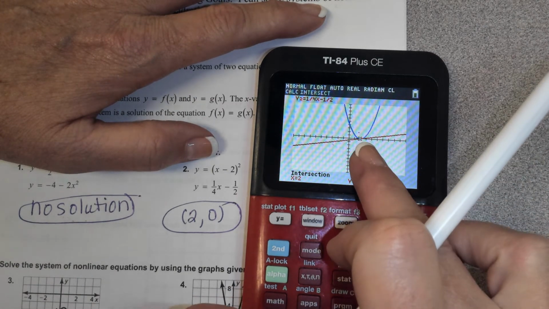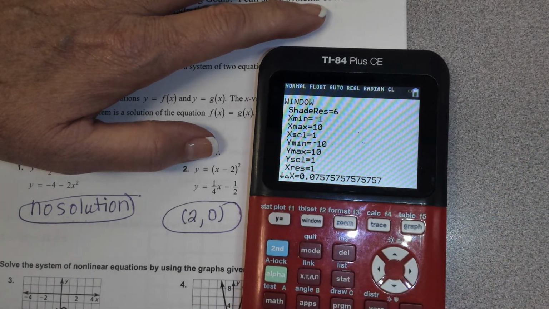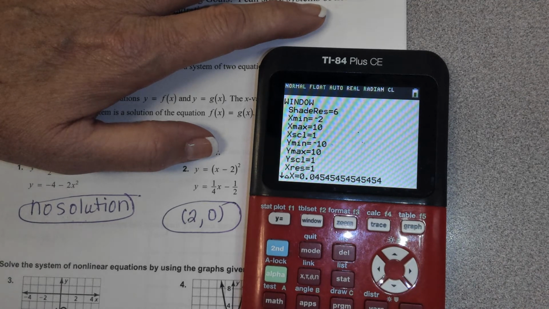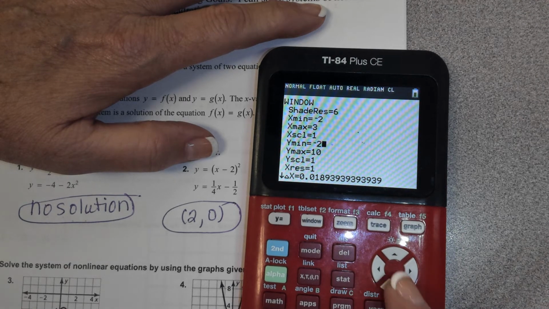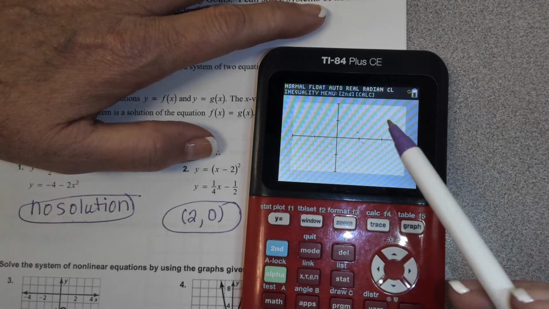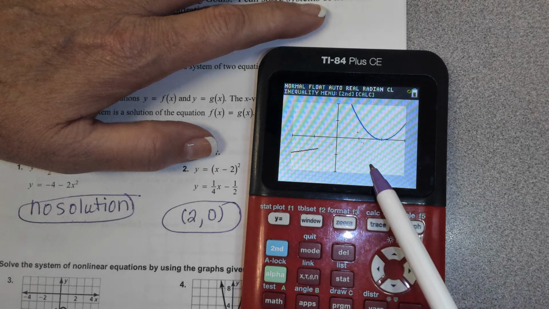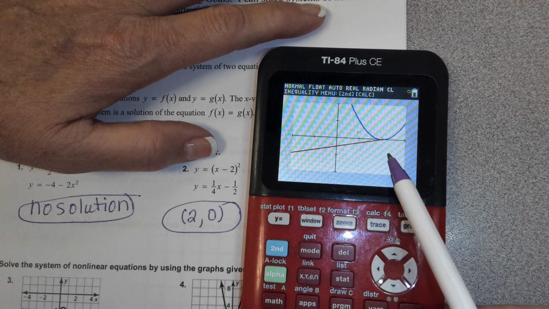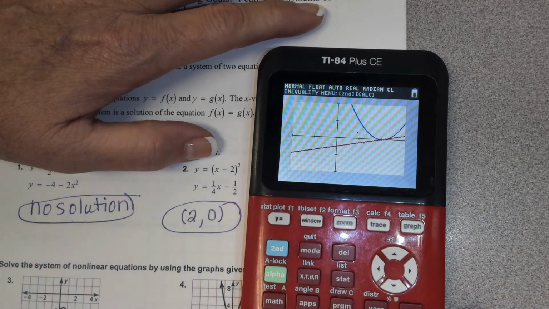Now, if you're not sure about that, watch what I could do. I could go in really close on my window, like -2 to 2, 3, let's make it that. So I'm just going to get in here real close, just to make sure there's no other solutions. So there we've got that. And see how it's just hitting in that one spot. So we just have that one solution.